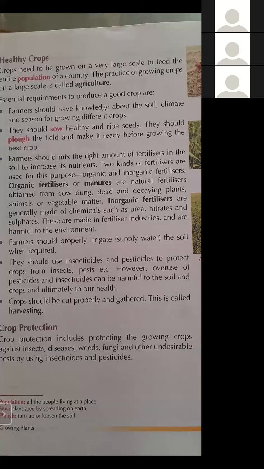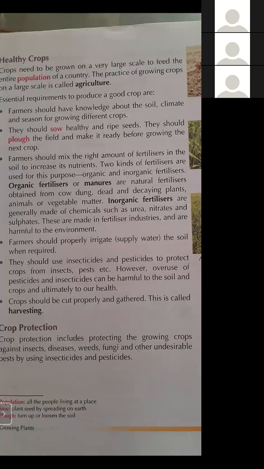Two kinds of fertilizers are used for this purpose. One is organic and the other is inorganic fertilizers. Organic fertilizers or manure are the natural fertilizers obtained from cow dung, dead and decaying plants, animal or vegetable matter. So the fertilizers which are produced with the help of some living organisms, like cow or buffalo waste or dung.